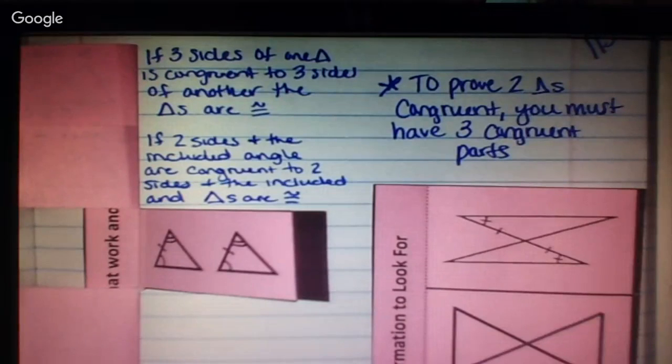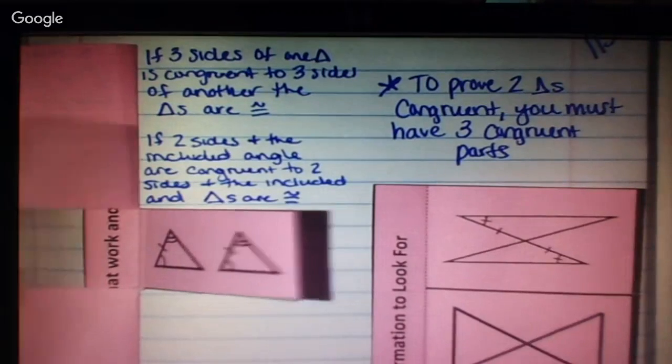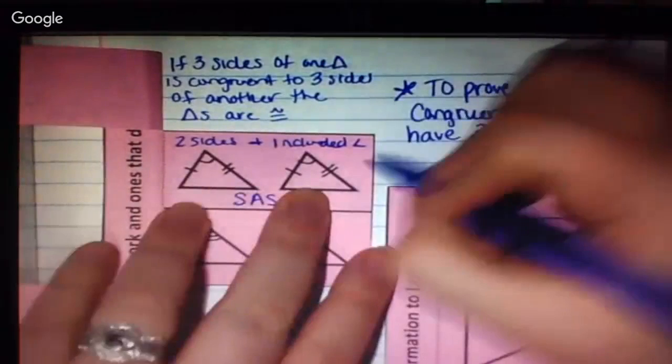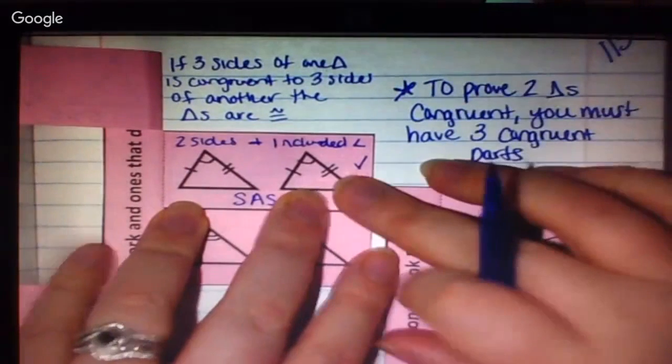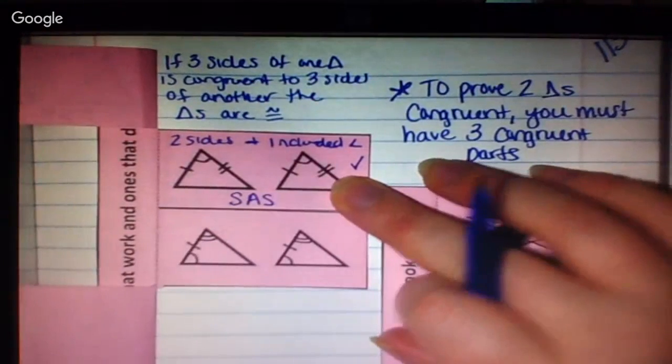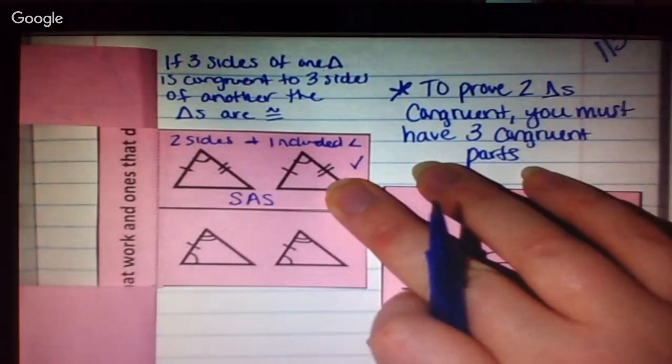What is this on the front? Two sides and the included angle. And SAS. All right.